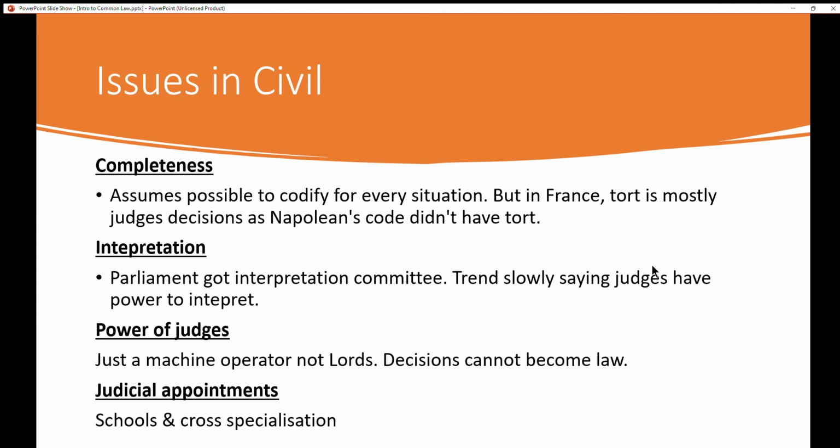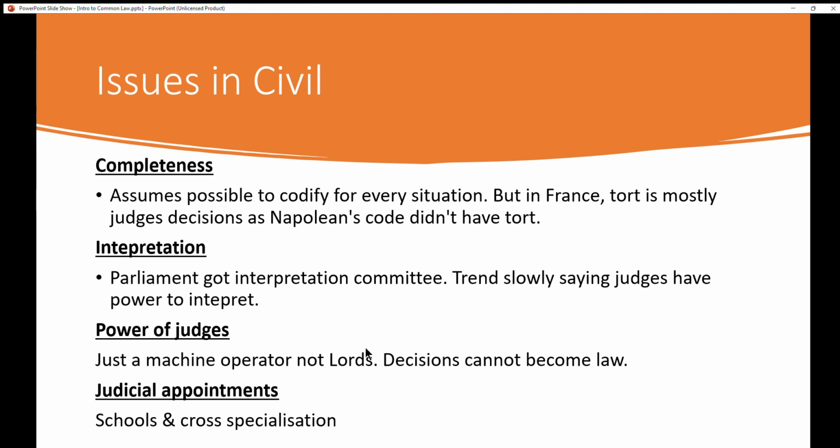But now the trend is slowly moving. They are slowly saying judges have the power to interpret. Because civil law has very strict separation of powers. They say judges can never interpret, judges can never make law. So the judge is just like a machine operator. To them, the judges are very lowly paid. They are very low persons. You just do what the parliament says.